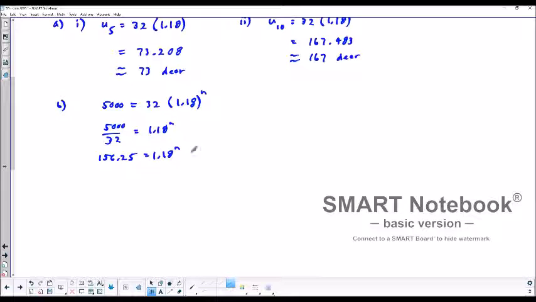And then, since this is in exponential form, we'll put it into logarithmic form, and we know that 1.18 is the base. And the final result is 156.25. And then this will indicate the final number of years for that herd of 32 to grow to a herd of 5,000, and it ends up being 30.52, and so that's approximately, if we go to half years, perhaps 30.5 years in order to reach that goal.